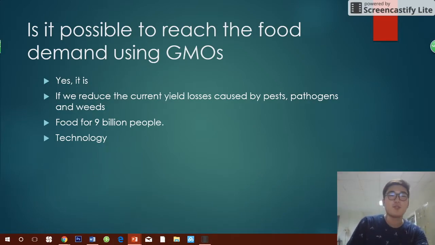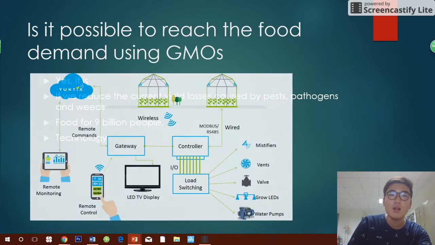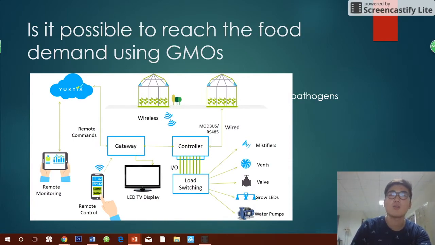Is it possible to reach the food demand using GMOs? Yes, it is. GMO will make the necessary amount of food for 9 billion people in the future thanks to the technology that is created nowadays. For example, the water sensors or smart greenhouses. The water sensors will tell the farmers via smartphones, tablets, or computers the amount of water that is needed at a time. And the greenhouses also are controlled with technology. They record the data and help the farmers to know what the crop needs. This is an image of how smart greenhouses work.